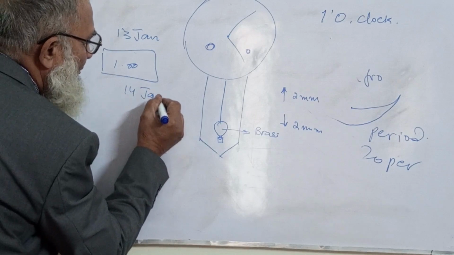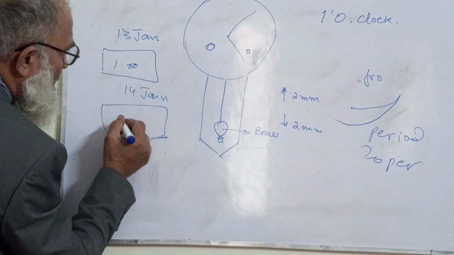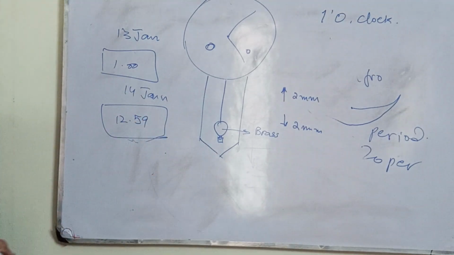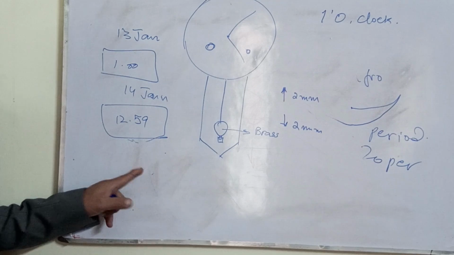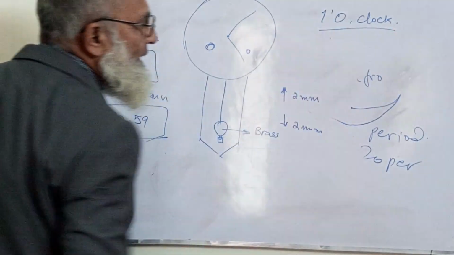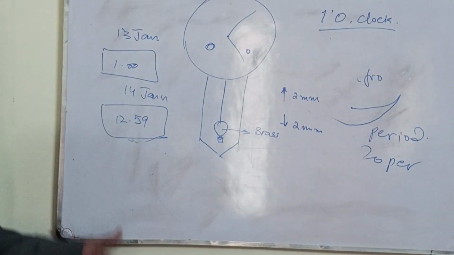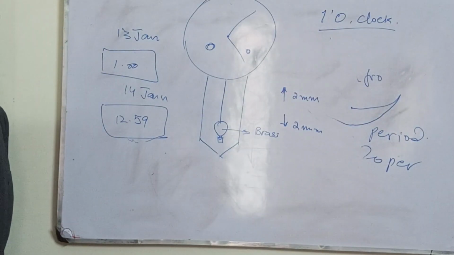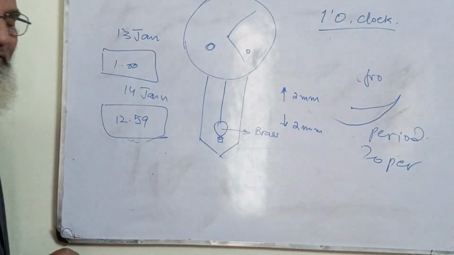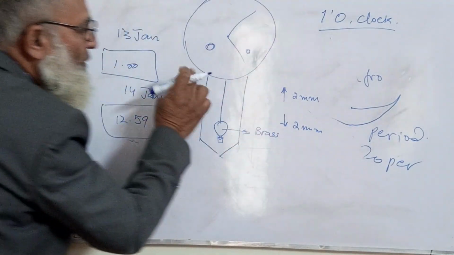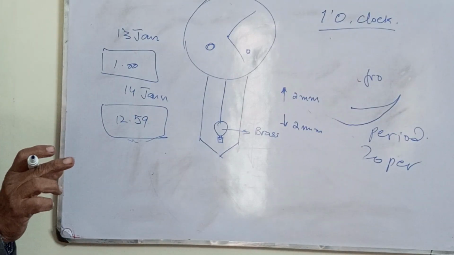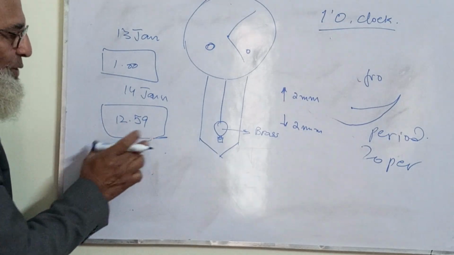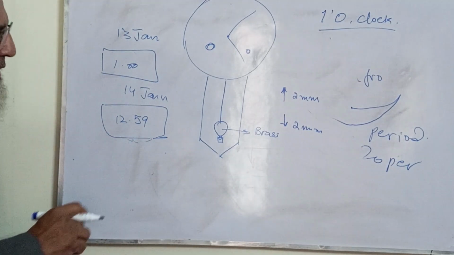What happened? On 14 January it is 12:59 on the digital clock, whereas this clock has struck 1 o'clock again. That means this clock is running ahead of time, because the speed of time over 24 hours is 1 minute more than the actual time.